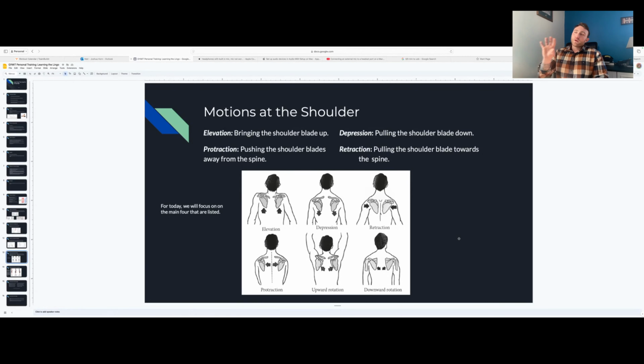So when we look at motions at the shoulder, elevation is what we're going to start with. Elevation is bringing that whole shoulder up. Elevation, it's an elevator, okay? Depression, the shoulders get sad and they want to come down. So depression is shoulders sink down, elevation is shoulders come up.